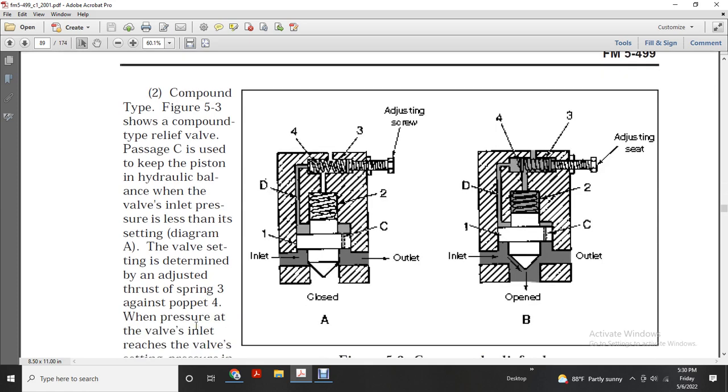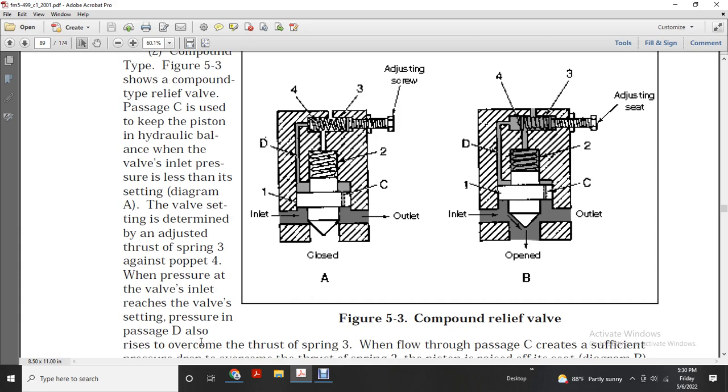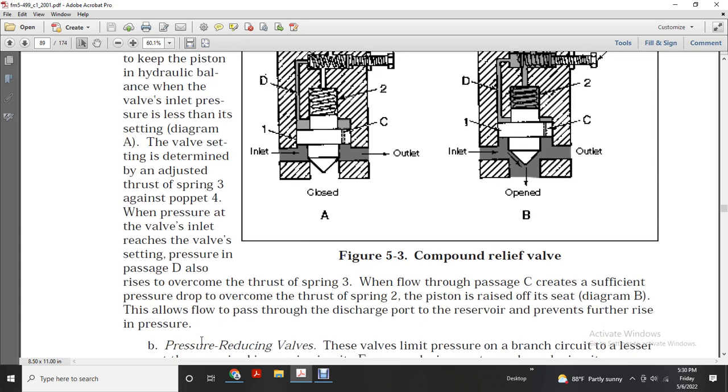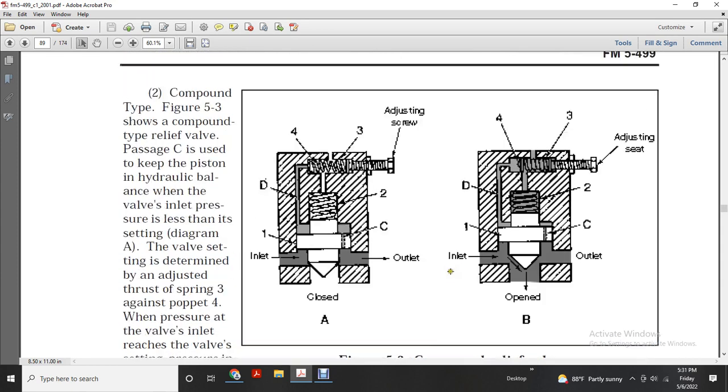The valve setting is determined by adjusting the thrust of spring 3 against poppet 4 with the pressure at the valve inlet. When the pressure reaches the valve setting through pressure passage D, it overcomes the thrust of spring 3, and the flow through the capacity C creates sufficient pressure drop to overcome the thrust of spring 2. The pistons are raised off the seat in diagram B. This allows a path to the discharge port and the reservoir, which prevents further rise in the pressure.